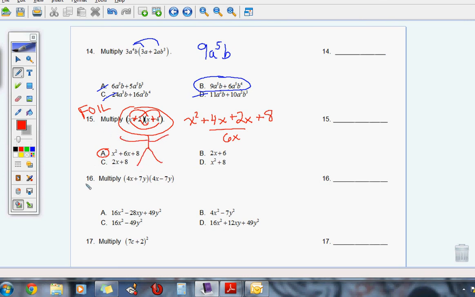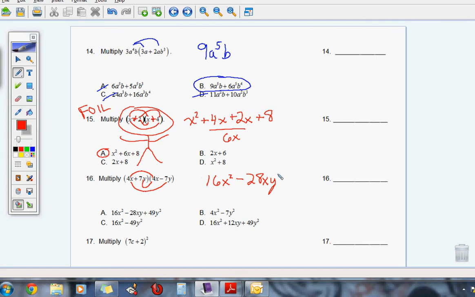Okay, moving along. Number 16, same thing, FOIL. If we do the first, 4x times 4x gives me 16x squared. I will write them down, but look at this very carefully. What happens when I do outside, 4x times negative 7y, that's going to give me a negative 28xy. But look what happens when I do the inside.